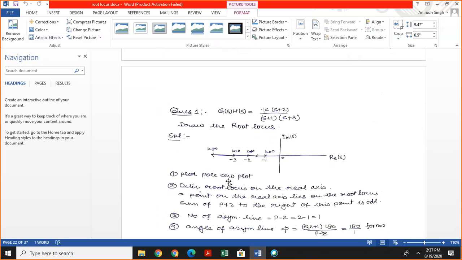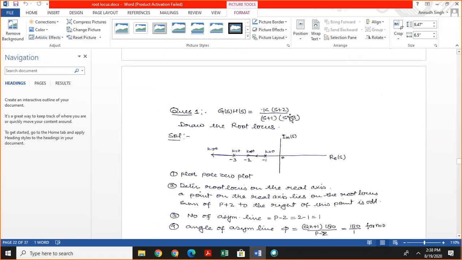Next question: G(s)H(s) is given by K(s plus 2) divided by (s plus 1)(s plus 3). All the poles and all the zeros are real. Poles are at s is equal to minus 1, and at s is equal to minus 3, and zero is at s is equal to minus 2. Root locus starts, since there are two poles and one zero.